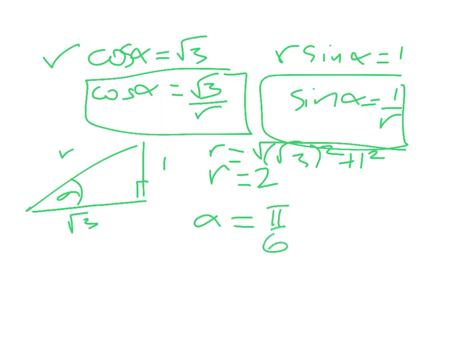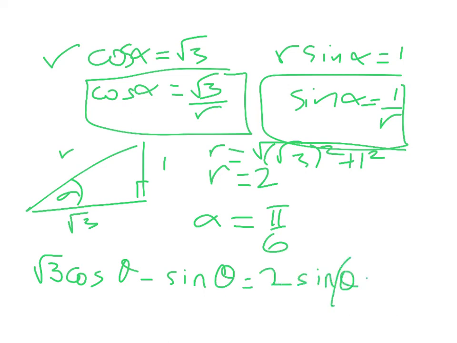So our final answer, and I'm going to be really bad, oh no, I am going to write out the whole equation because I can't not. Okay, so we've got root 3 sine theta minus cos theta is equal to 2 sine(theta minus pi on 6).